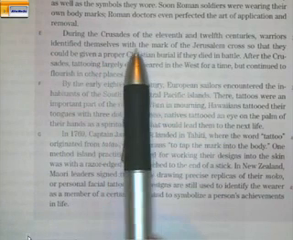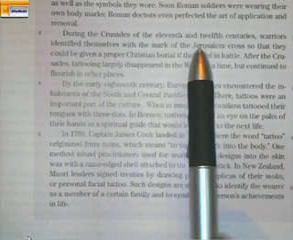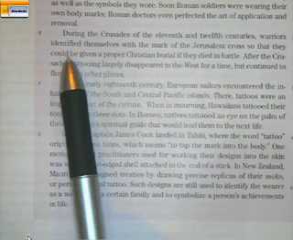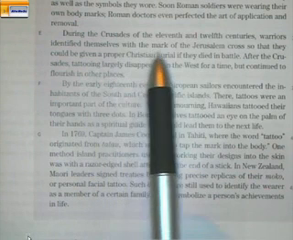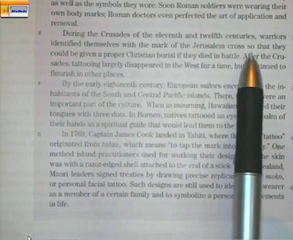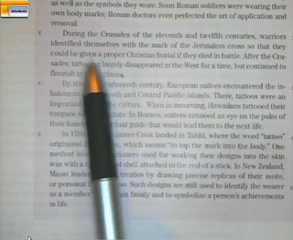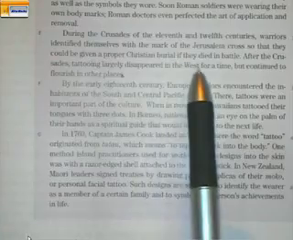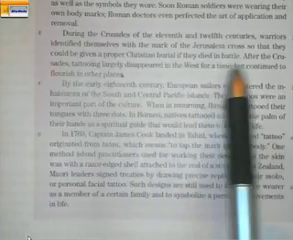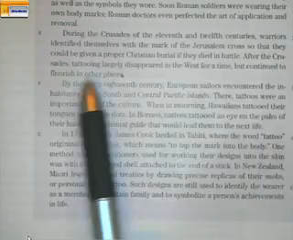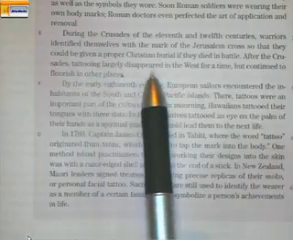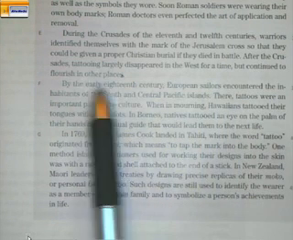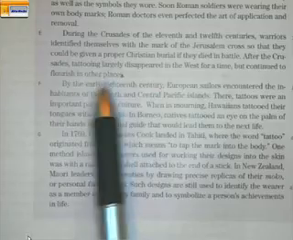Now, during the Crusades of the 11th and 12th centuries, warriors identified themselves with the mark of the Jerusalem cross so that they could be given a proper Christian burial if they died in battle. After the Crusades, tattooing largely disappeared in the West for a time, but continued to flourish in other places.